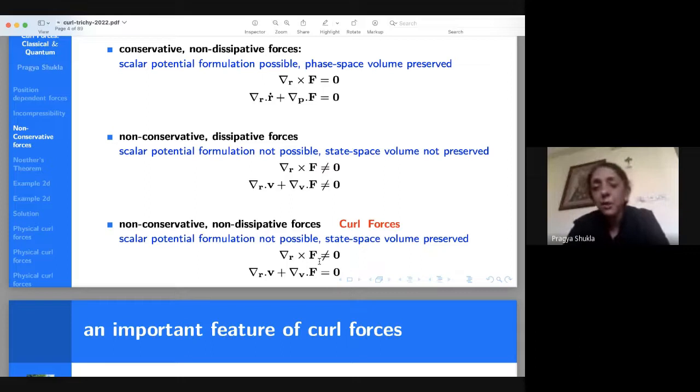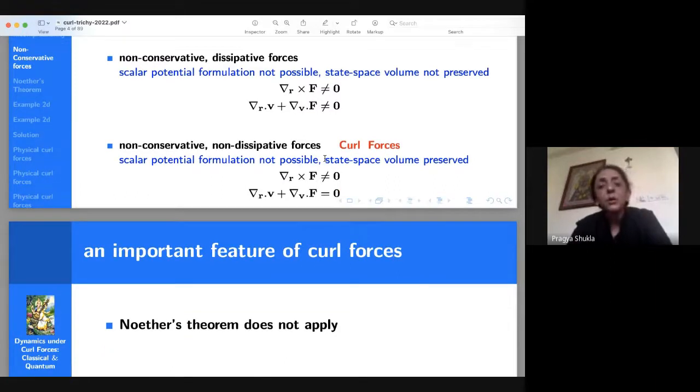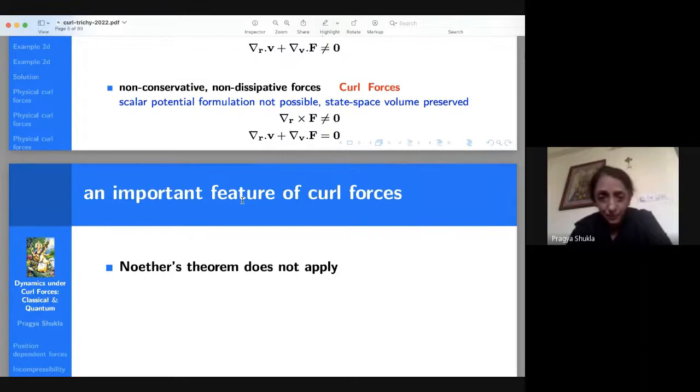Now, the kind of forces I am going to talk about: f in general can be a function of both position and velocity, but for reasons I'll tell you probably in the end, we are mainly interested in only forces which are position dependent. Not the velocity dependent ones, because those kinds of forces, whose curl is not 0, are already known. So the novelty is about the forces whose curl is not 0, but which are only position dependent and preserve the volume. That is the topic of this talk.